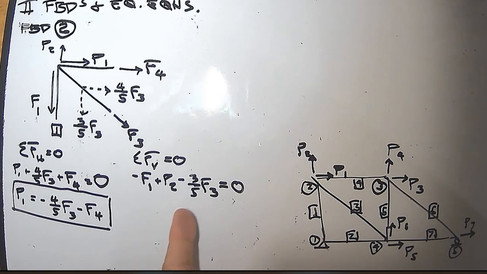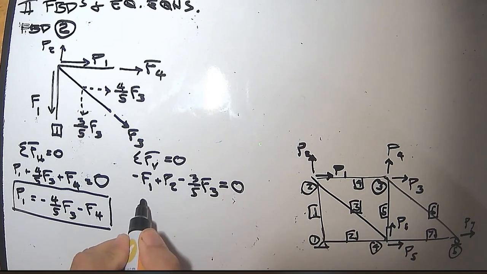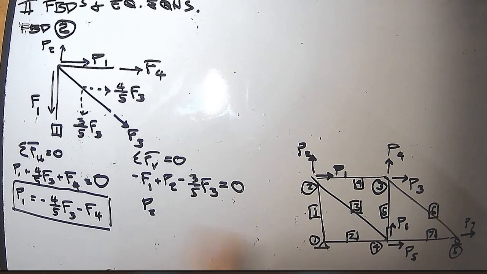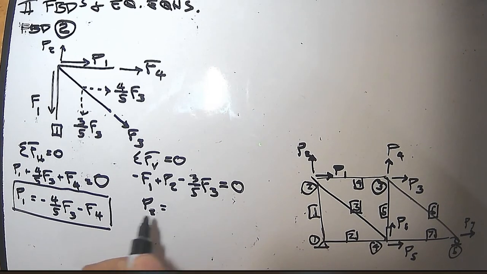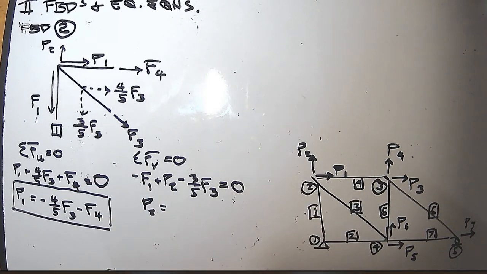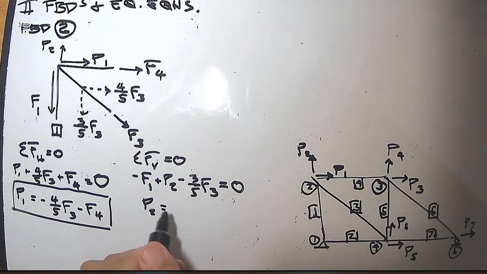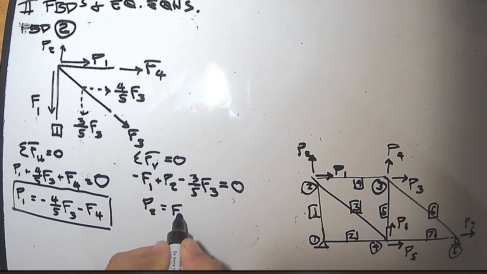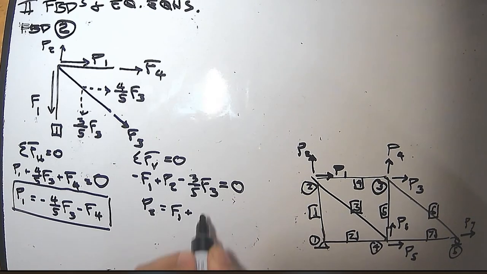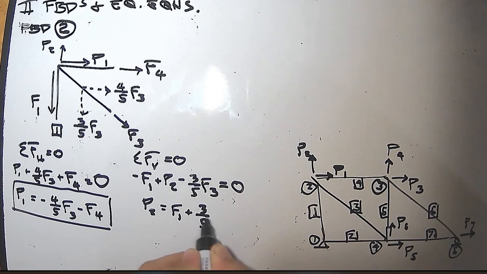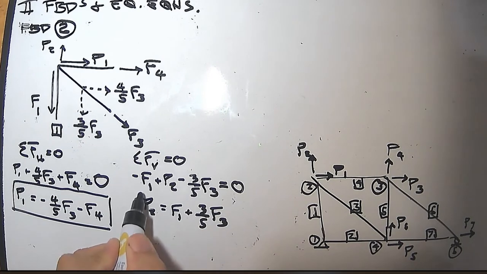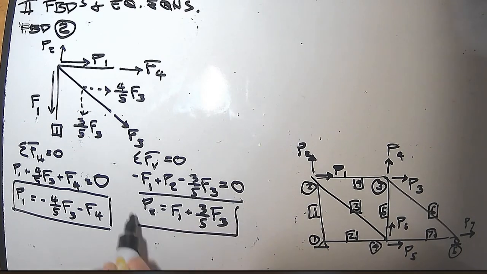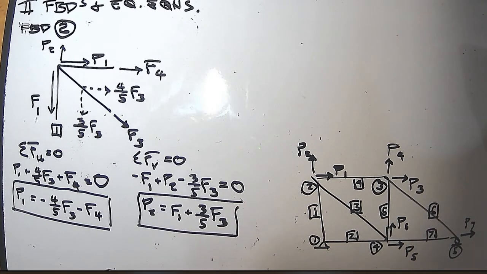Next, i-isolate natin si P forces. So, P2, dyan lang siya sa left. And all other forces, ililipat natin sa right. So, we have here F1 plus 3/5 F3. Okay, so yan ang ating kailangan.